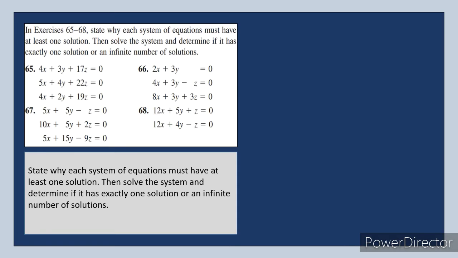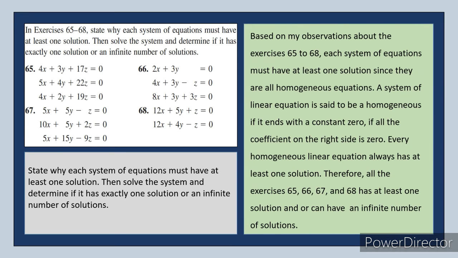Directions: state why each system of equations must have at least one solution. Then, solve the system and determine if it has exactly one solution or an infinite number of solutions. Based on my observations and research about exercises 65 to 68, each system of equations must have at least one solution, since they are all homogeneous equations.